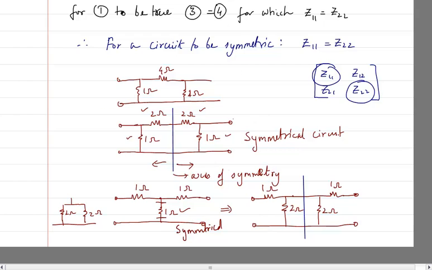No need to draw like this. All you need to do is find the Z parameter. In the Z parameter, just look if Z11 is same as Z22. If that condition is satisfied, then the circuit is symmetric. If Z12 is same as Z21, if these both are equal, then you have the circuit to be reciprocal. That is the condition that we previously saw.